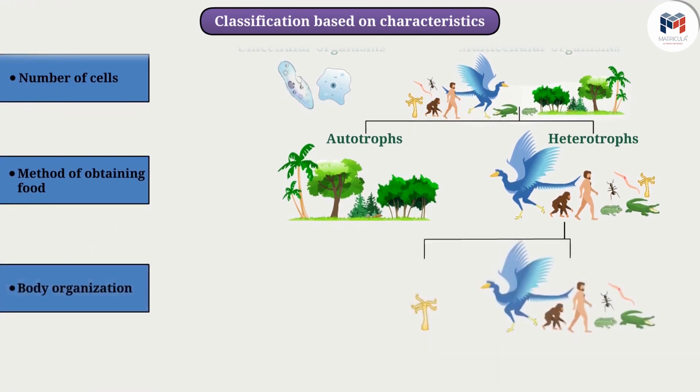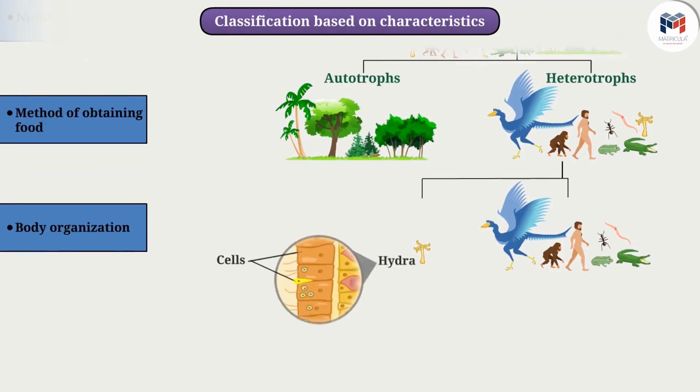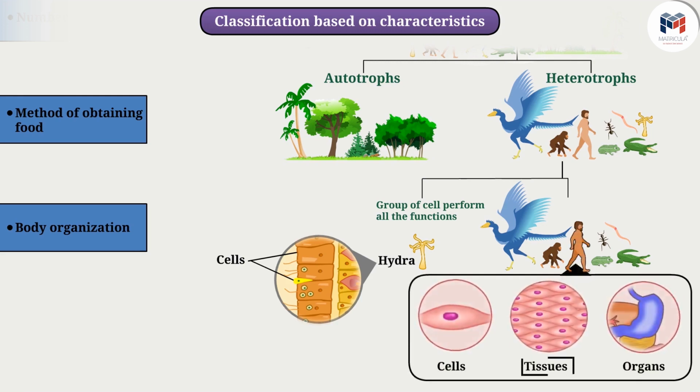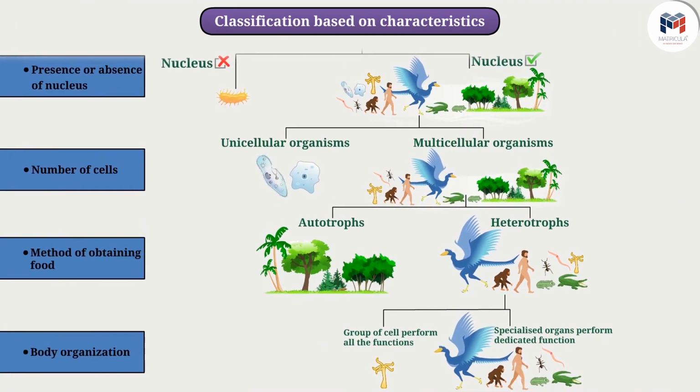Body organization. Different organisms have different body organization. Like simple organisms such as Hydra, a group of similar type of cells performs all the functions, whereas in humans, tissues are formed from cells and organs are formed from tissues. And specialized organs perform dedicated functions. Classification of organisms can also be done on this basis. Now, let's understand another important aspect of classification.